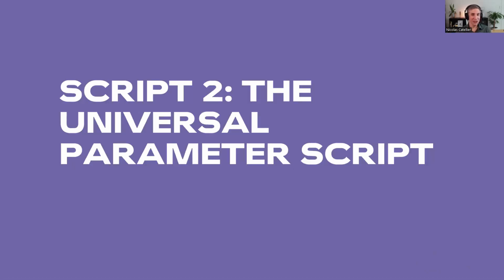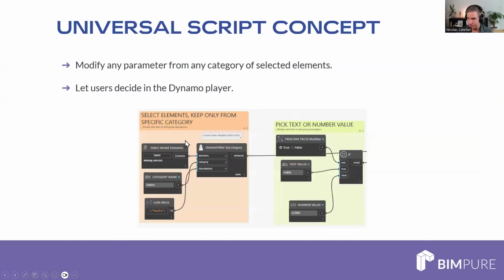Okay, now we're going to start from this top offset script. I want to show you a script that I use a lot. It's a fun one, and I call it the universal parameter script. Why is it universal? Because it allows you to change any parameters of any categories, and it's going to be used to introduce a couple of nodes that are interesting as well. I like to use it in the Dynamo player as well. You can see in this case we use the filter by category node, but we could also use the Boolean mask technique to avoid any wrong package issue.